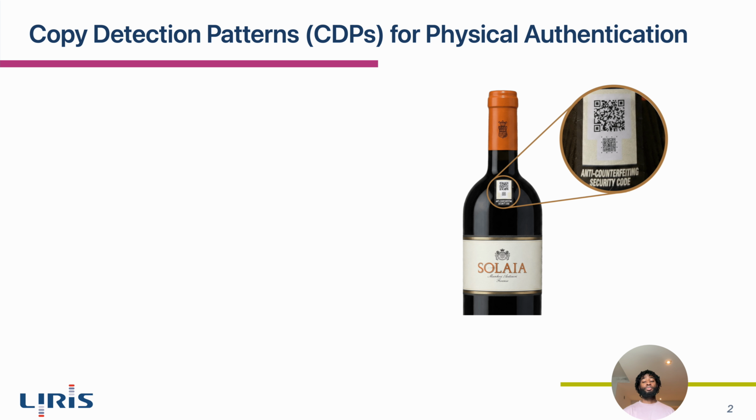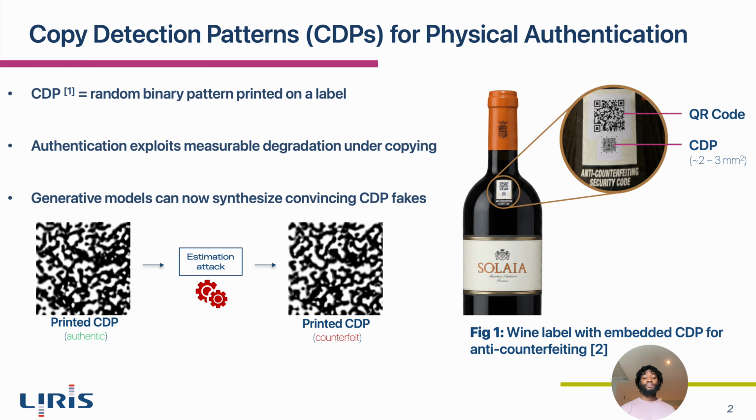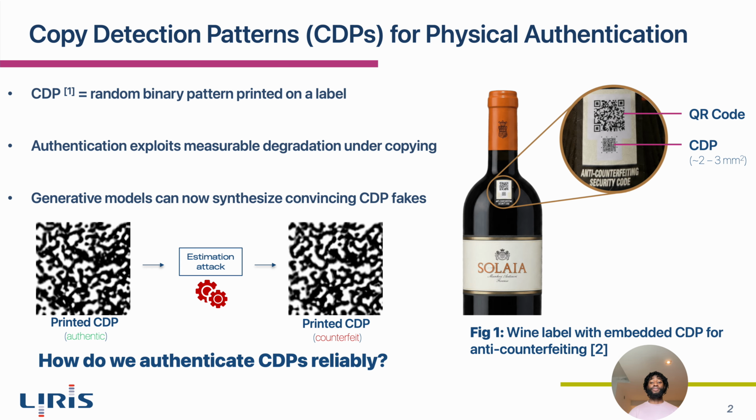Counterfeiting is a major global problem. One practical countermeasure is the use of copy detection patterns, which are binary patterns printed directly on product labels. They were once considered to be secure because copying introduces degradation that reveals fakes. However, modern generative methods can now reproduce them with minimal degradation. This raises our central question: how do we robustly authenticate CDPs against generative attacks?